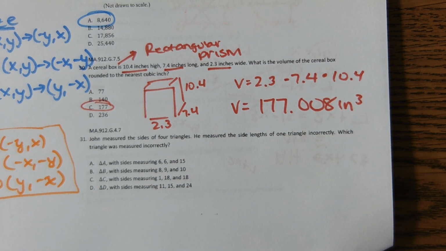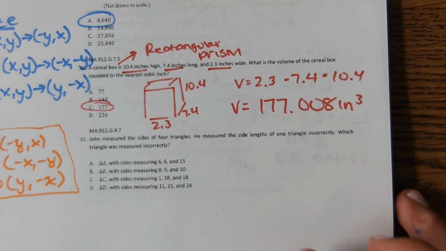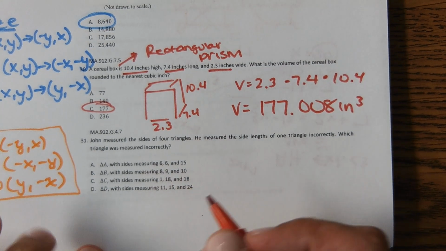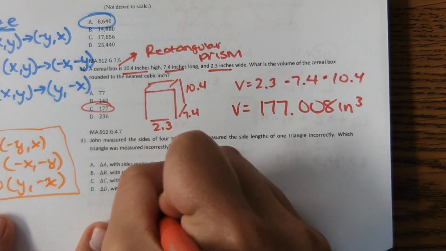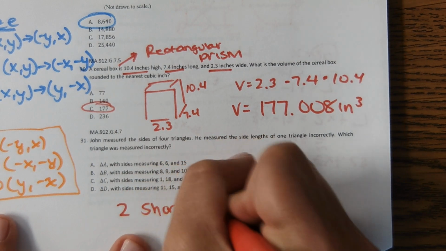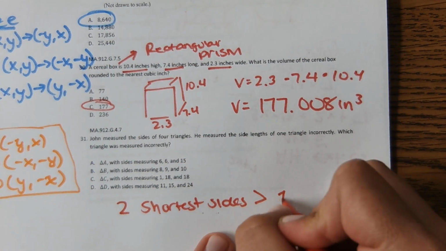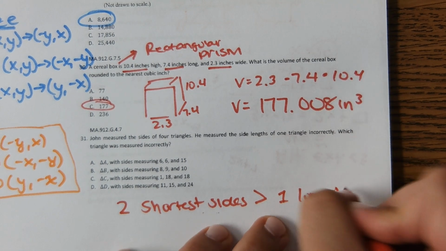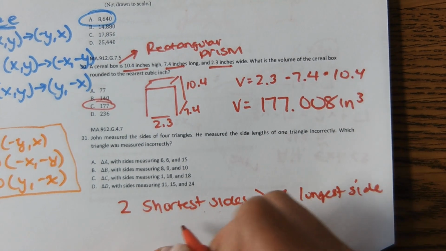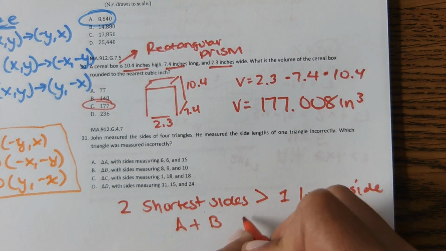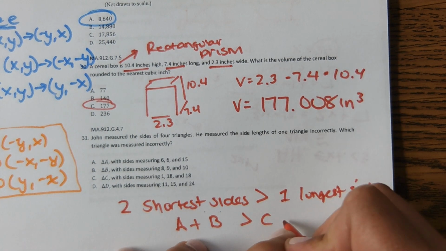Okay, 31. John measured the sides of 4 triangles. He measured the side lengths of one triangle incorrectly. Which triangle was measured incorrectly? So we're trying to see which side lengths actually make a triangle. Remember the two shortest sides added together has to be greater than the one longest side. So like A plus B, the two short sides, has to be greater than C, the longest side.